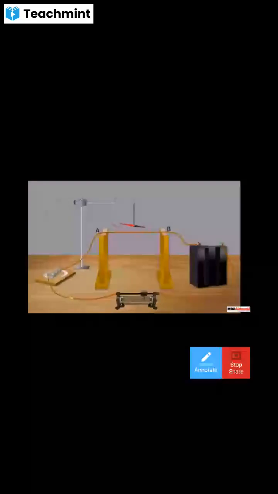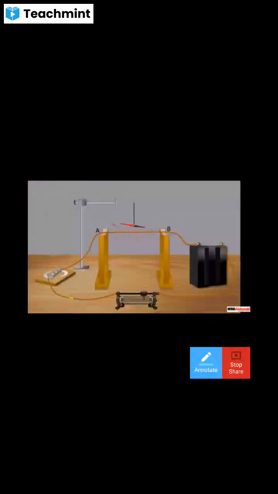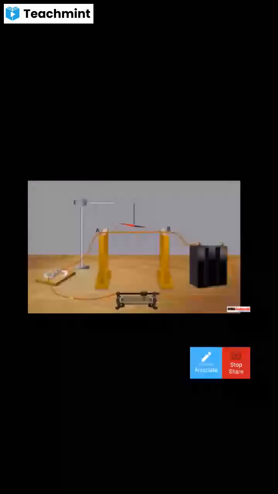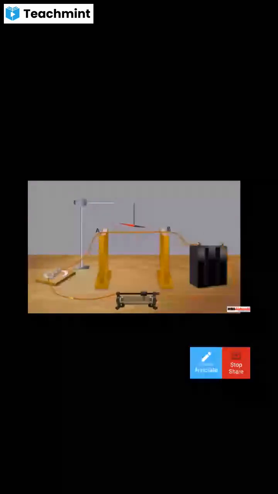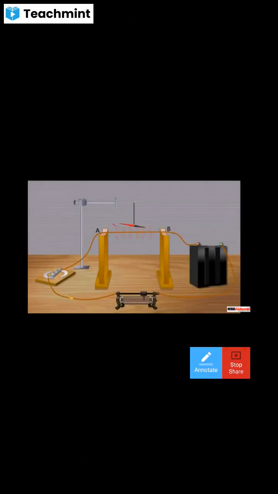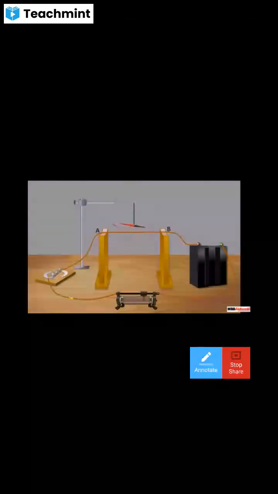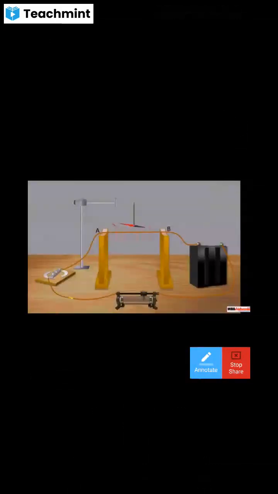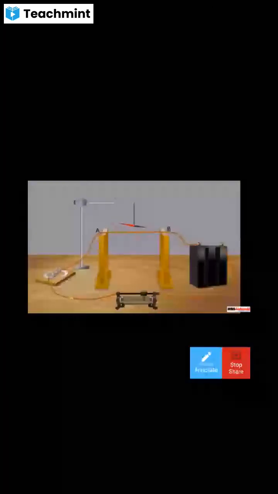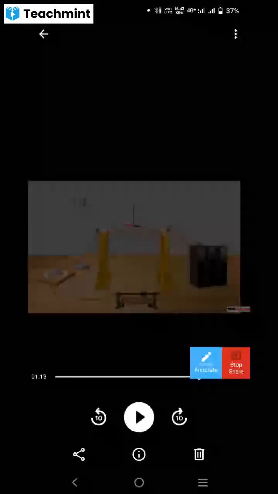So the conclusion of this experiment is you have to write Oersted experiment, then you have to write the conclusion that a current carrying conductor will have a magnetic field around it. Write it down. What will you write? The current carrying conductor will have a magnetic field around it.